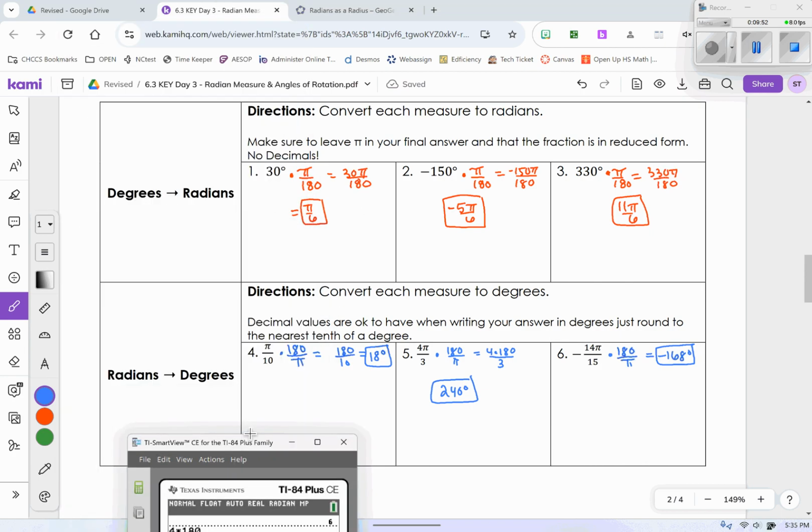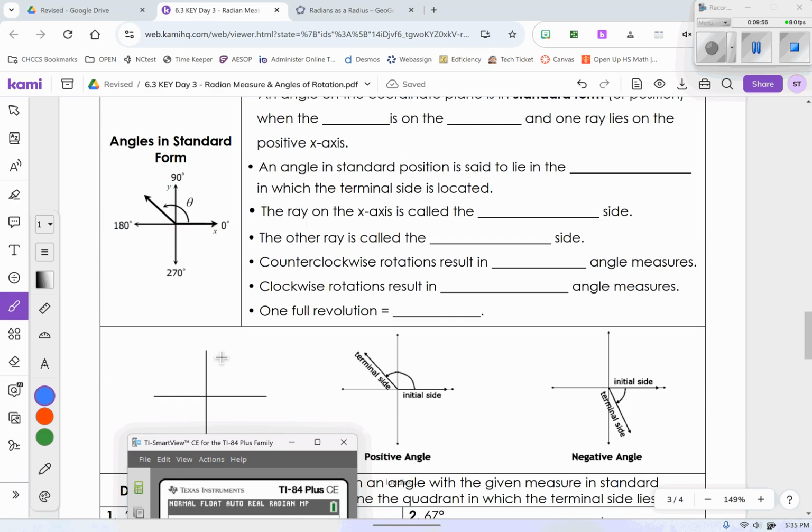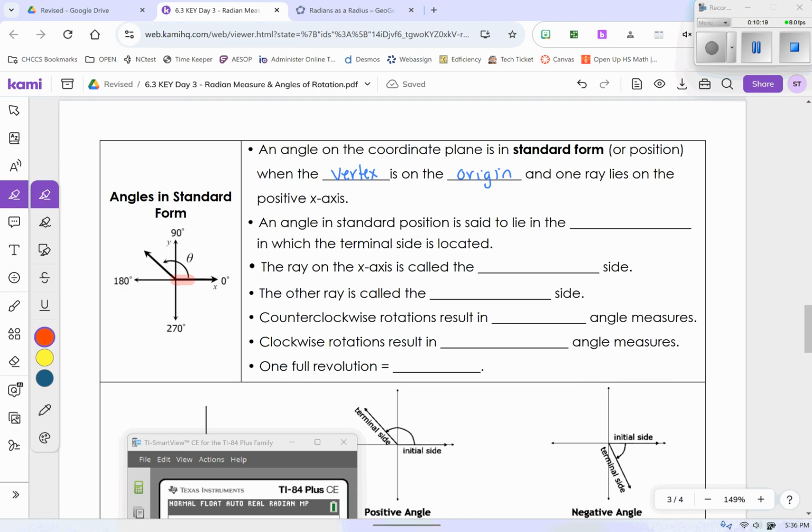All right, so that's how you convert from degrees to radians or radians to degrees. Now we're going to talk about angles in standard form, which is also called standard position. An angle in the coordinate plane is in standard form or position when the vertex is at the origin and one ray lies on the positive x-axis. So this is right here.